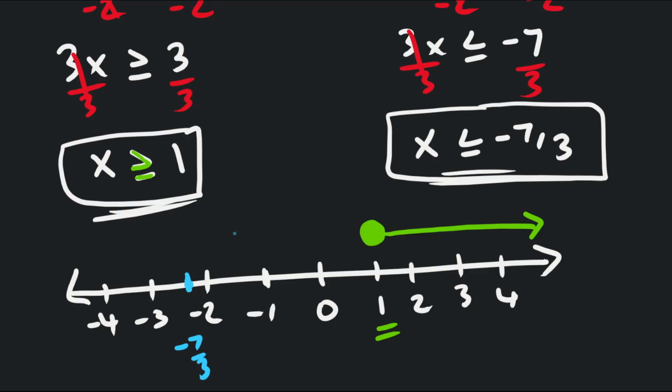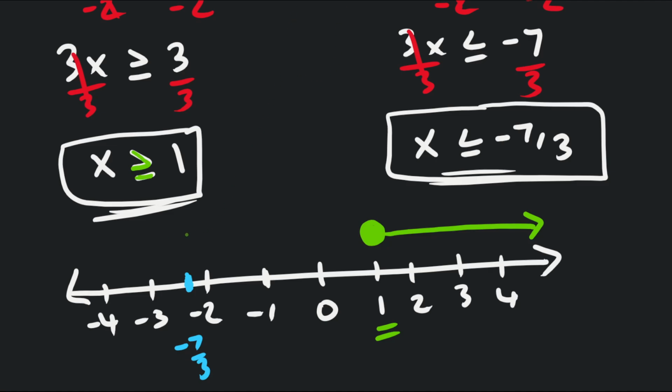Or if you think about it, negative 6/3, right? Negative 6/3 is negative 6 divided by 3, which is negative 2. So you know it's negative 2 and then some. So negative 6/3 is negative 2, which means negative 7/3 is a little bit after negative 2. So negative 2.3 roughly. So negative 7/3 is right there in the blue.